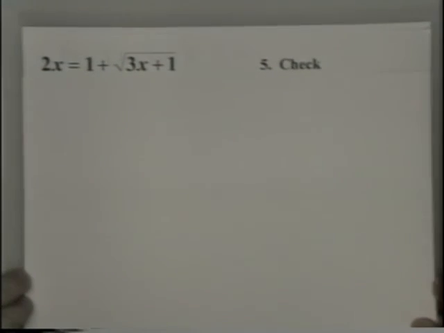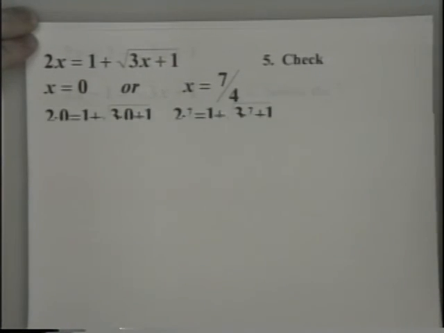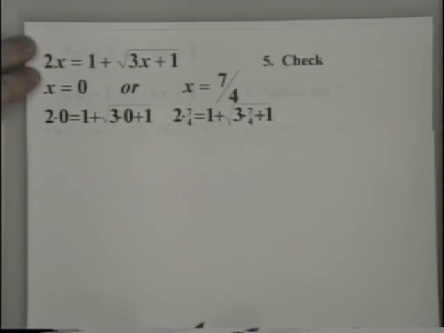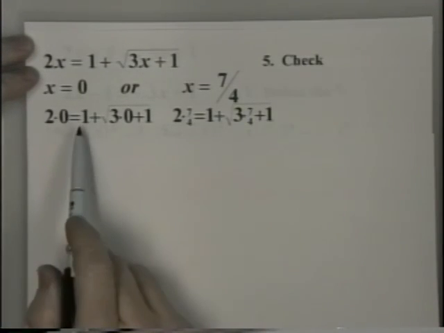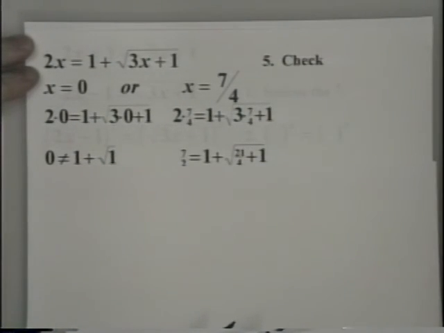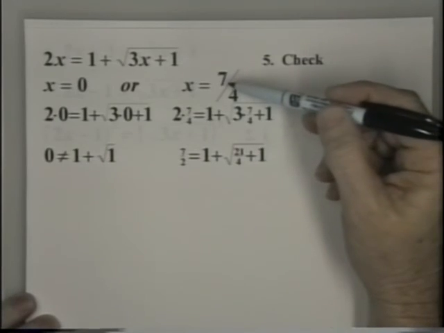So here's our original equation again, and now let's look at the check. We're going to take those two potential solutions and substitute them in. Put 0 into wherever you have x, and notice the right side ends up being 1 plus 1, or 2, and the left side ends up being 0. So we already know x can't be 0. That's not going to work. Well, let's look at the right side with this fraction.